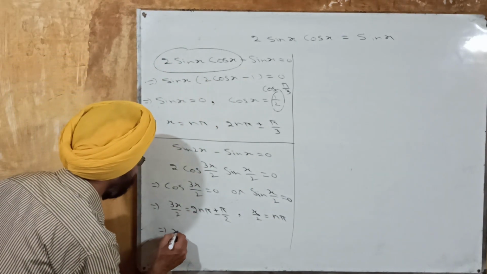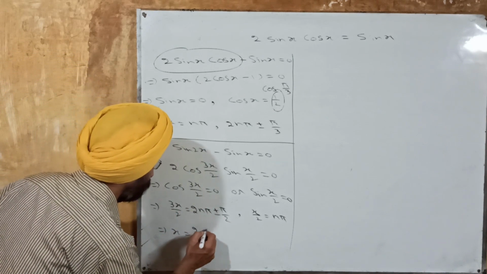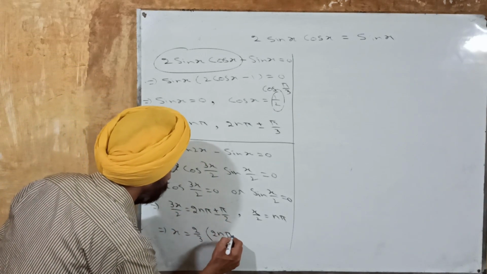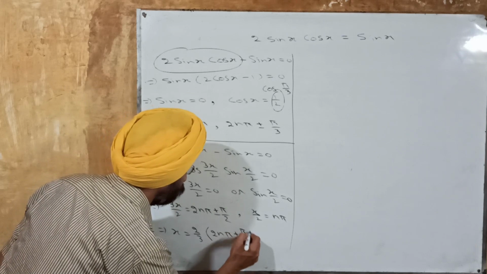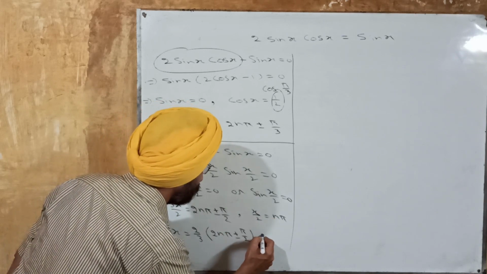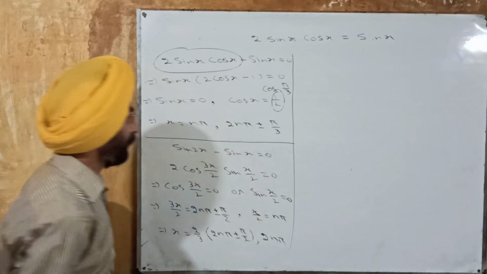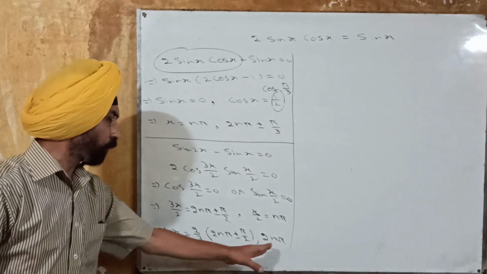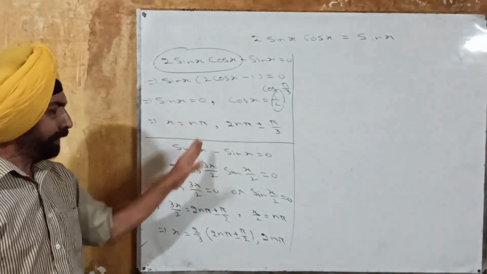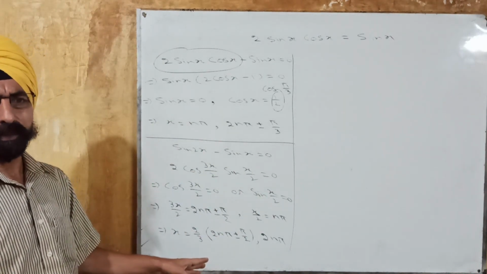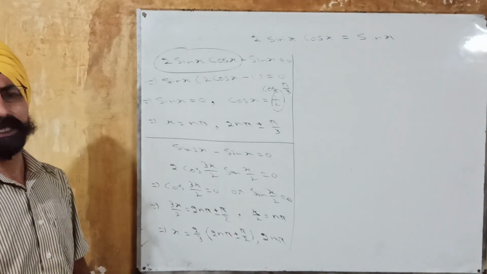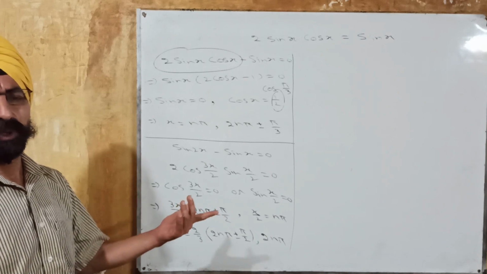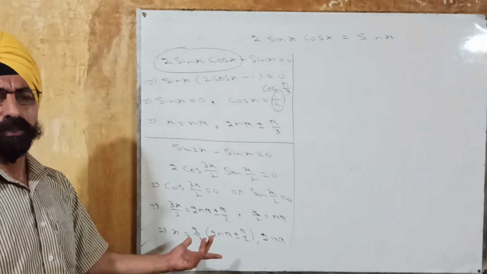So x will become 2/3 (2nπ ± π/2), and from here you will get x is equal to 2nπ. So when you put values of n to be 1, 2, 3, 4 and so on, these values are going to be the same. Just they are looking different, but the solution is unique, so they are one and the other way the same.